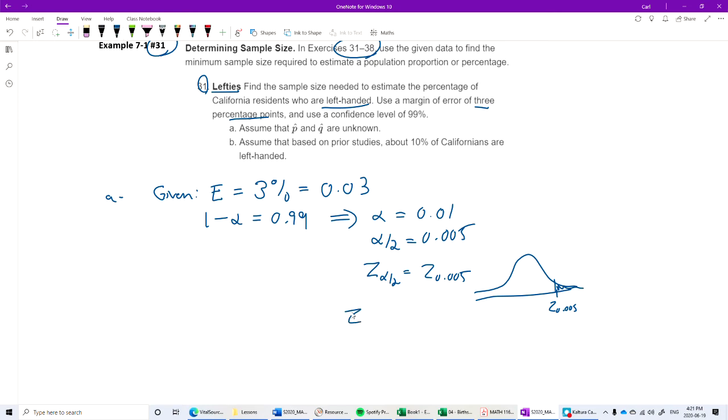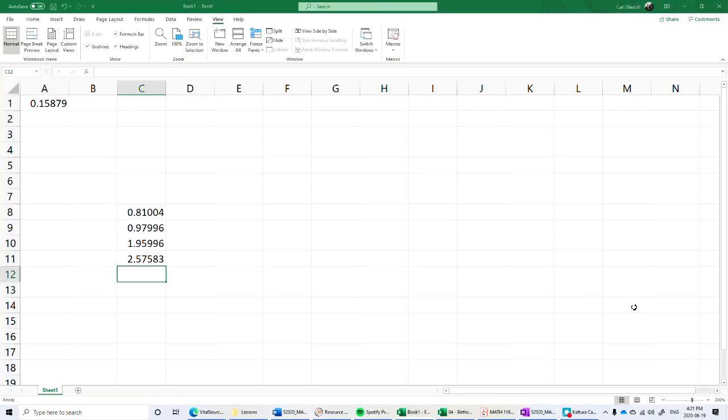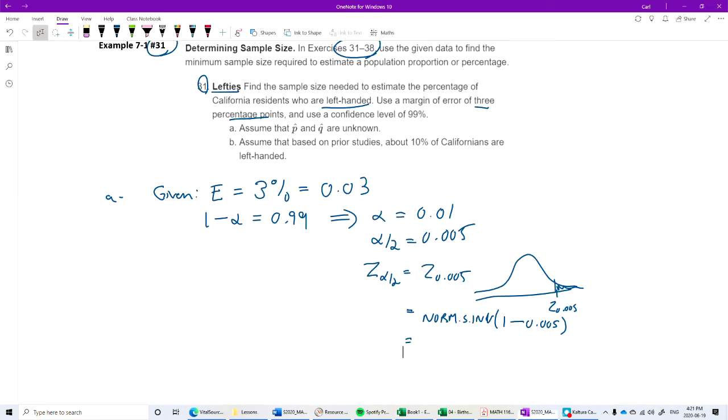So how do we calculate that? It's norm.s.inverse of 1 minus 0.005. We did that one already: 2.57583.